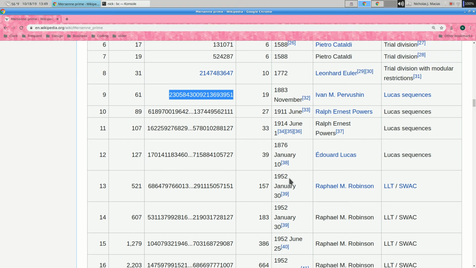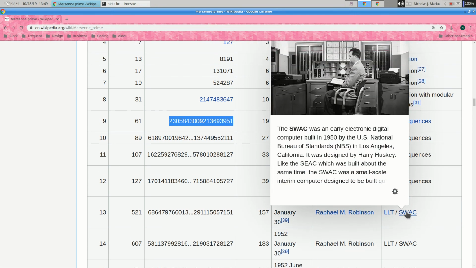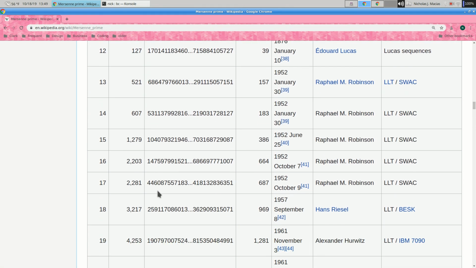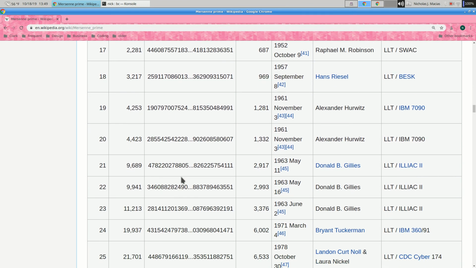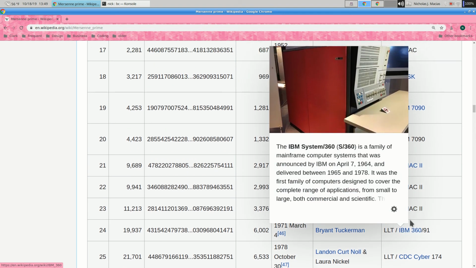And then we jump up to where computers start coming in, and these are computers, right? So that's the SWAC. You had to wear a tie to use it. So 2 to the 521st and so on. And things look good through the 60s, and we get into the 70s, and there's a good old IBM 360, one of the original big irons.